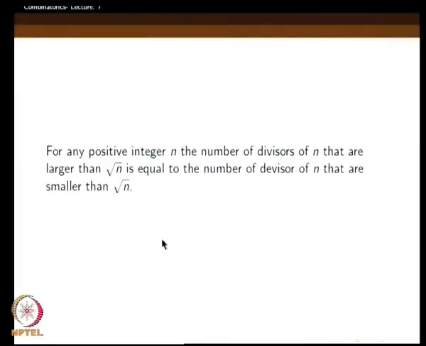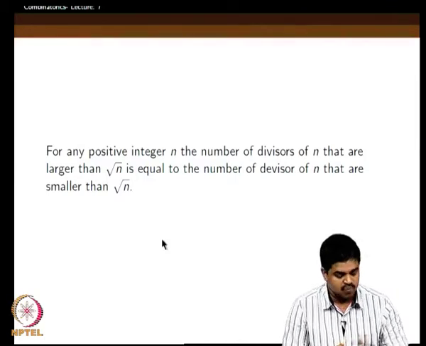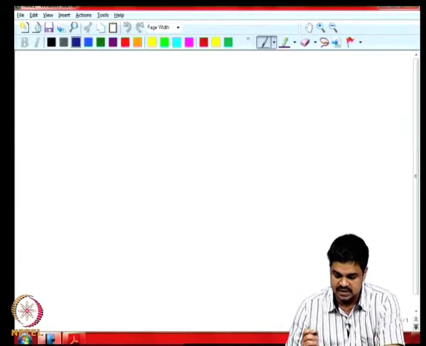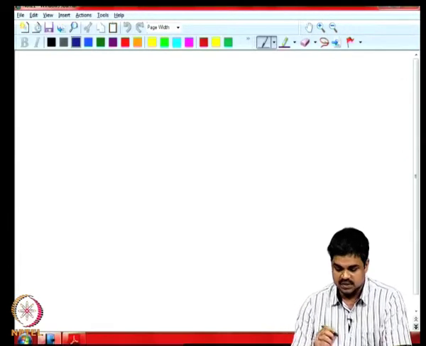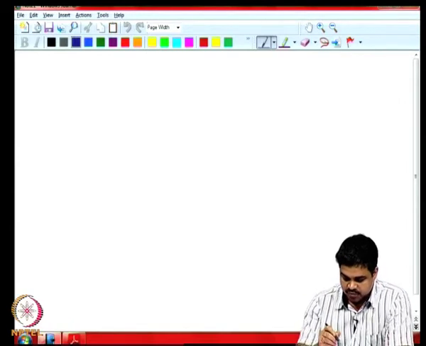The next question we considered was this: for any positive integer n, the number of divisors of n that are larger than root n is equal to the number of divisors of n that are smaller than root n. We considered some examples in the last class, and for small numbers it is indeed holding. I can take one more example.